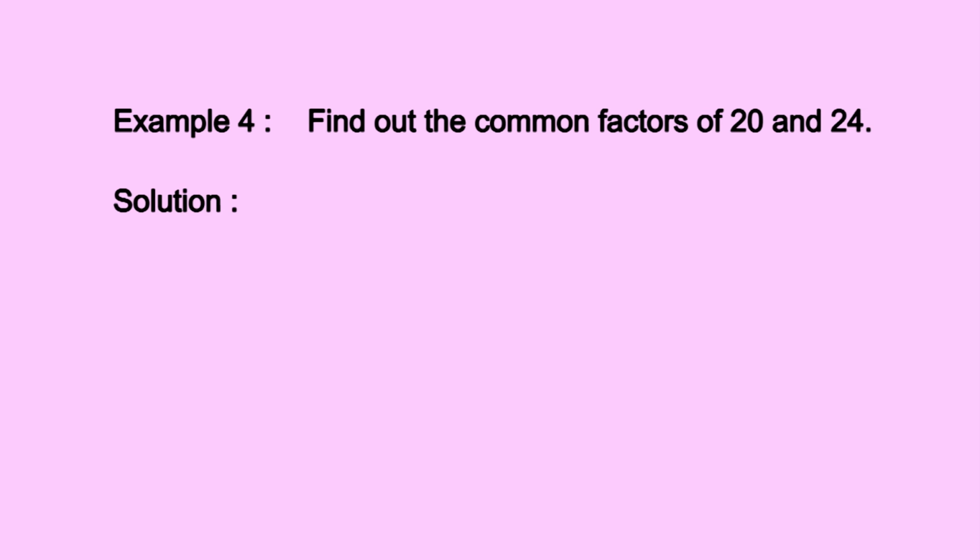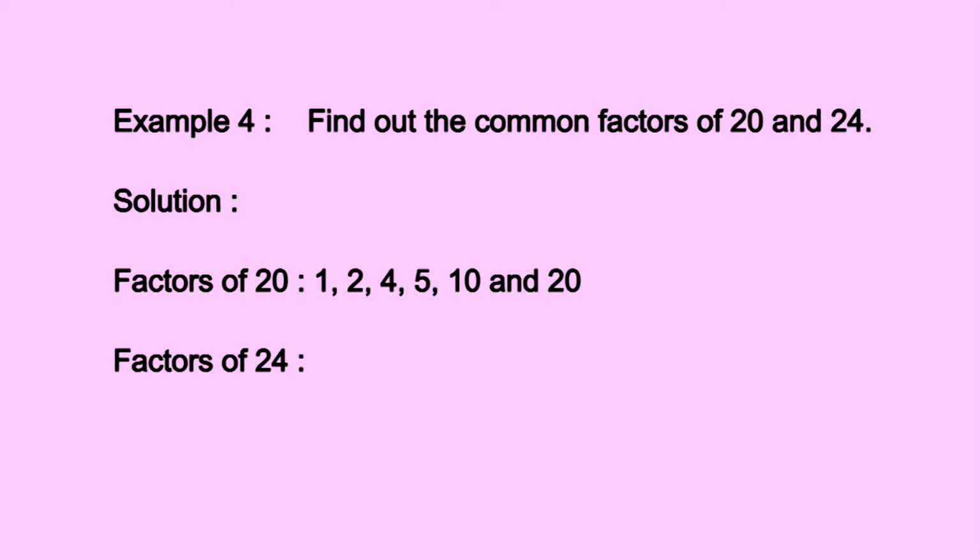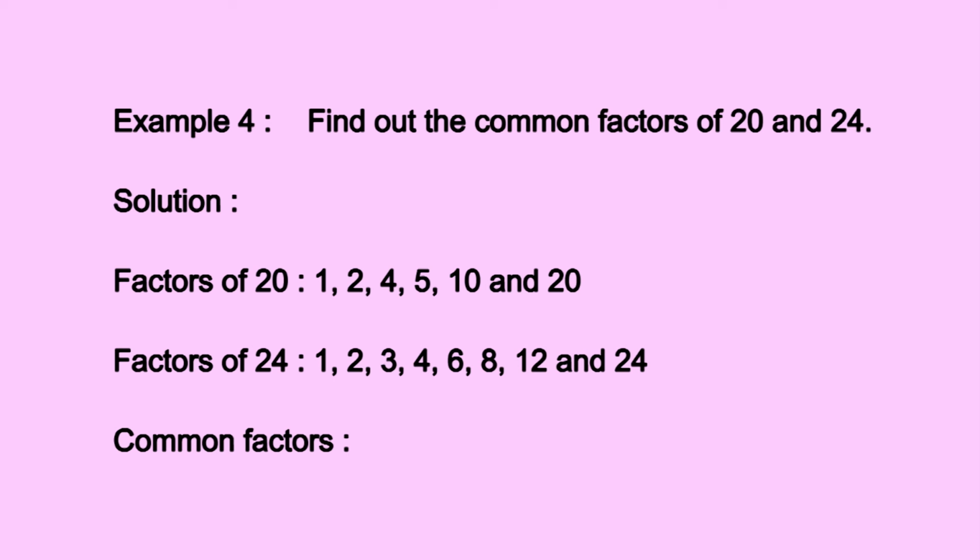Example 4. Find out the common factors of 20 and 24. Solution. Factors of 20: 1, 2, 4, 5, 10 and 20. Factors of 24: 1, 2, 3, 4, 6, 8, 12 and 24. Common factors: 1, 2, 4.